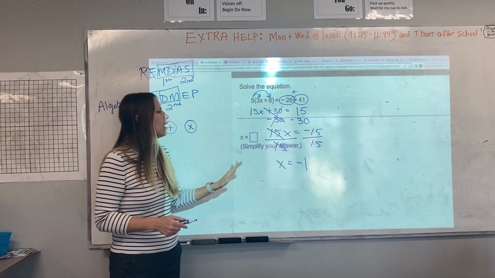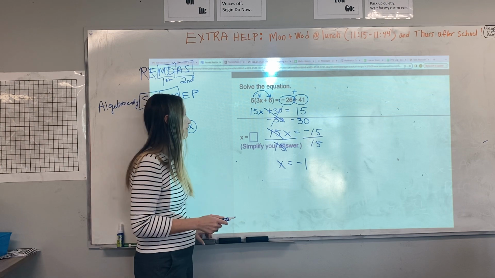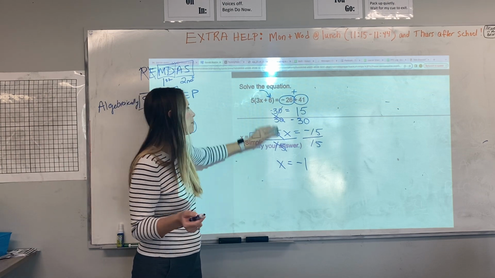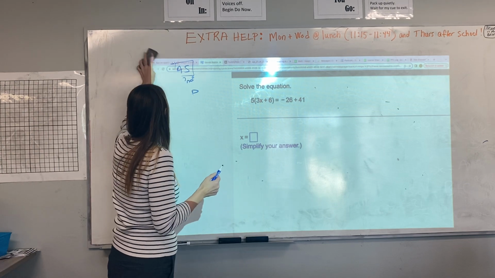Okay. So we have x equals negative 1, and that is our final answer. When you're taking your test, you can absolutely check by plugging it back in.